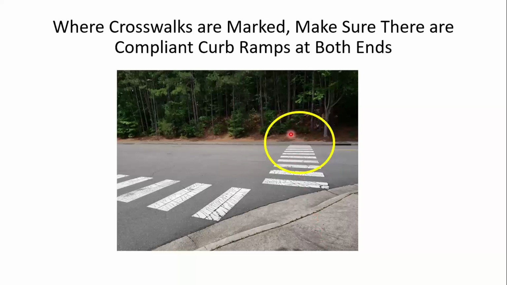But here, a marked crosswalk, the other side of the street, there's no receiving curb ramp, and this is a concern to me. This is a potential civil rights liability exposure under PROWAG. So if you have marked crosswalks, make sure you have compliant ramps on both ends of the crosswalk.